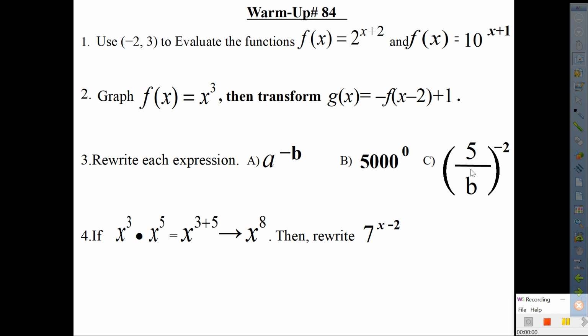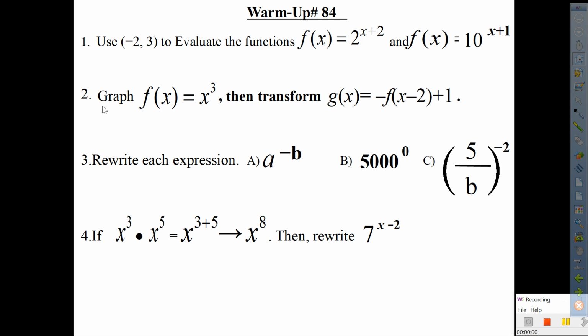Warm-up 84, by now you should be able to do these, yes. We've been doing this for almost 2 weeks now. Let's see. F of -2 right here should have been equal to 1, yes. Good. And F of -2 here should have been 1/10. So far so good, yes?